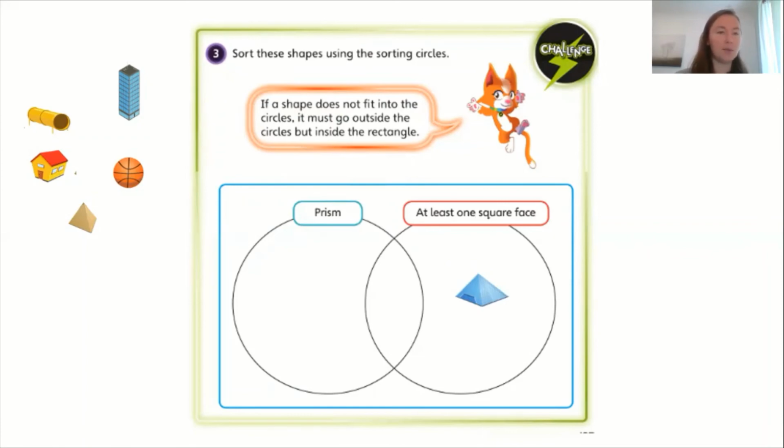Next, let's have a go with that block of flats. It is a prism and it does have at least one square face. I can see that the top of this shape here is a square, and I know that the face at the other end will be the same as well. It's a prism because if I cut it through the middle here, we still have the same size square where I've cut it and on the base.